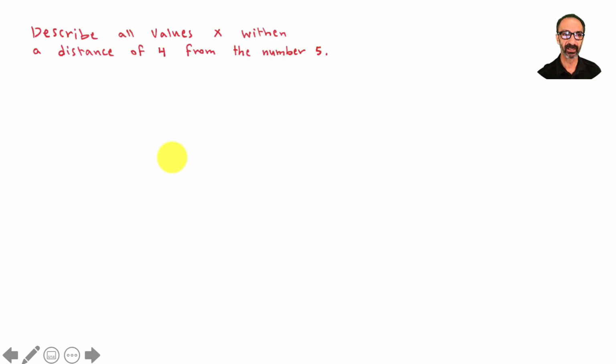Describe all values x written within a distance of 4 from the number 5. Absolute value is a distance concept. All the numbers away from 5 will be less than, as a distance, or equal to 4. When they say within, that means 4 is included. That's an equal sign. The inequality sign has an equal in it.